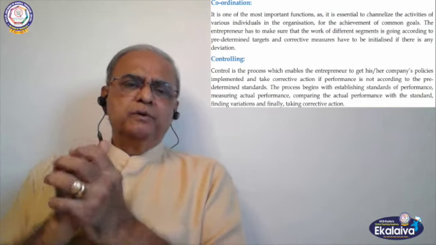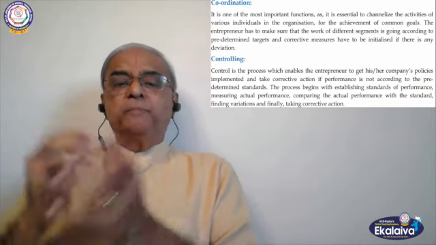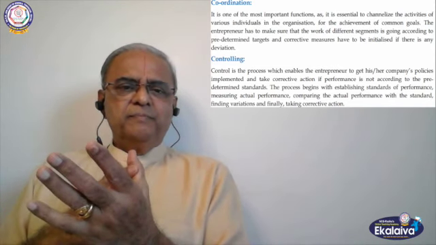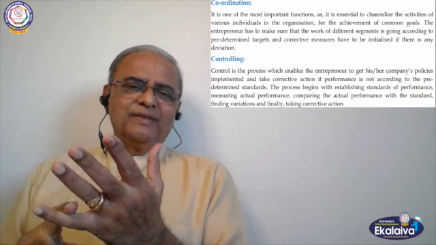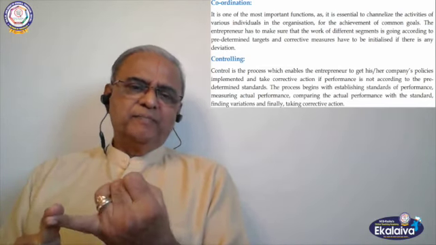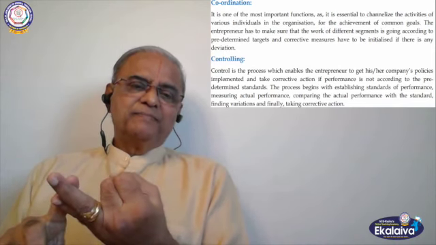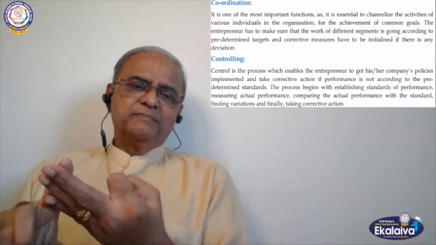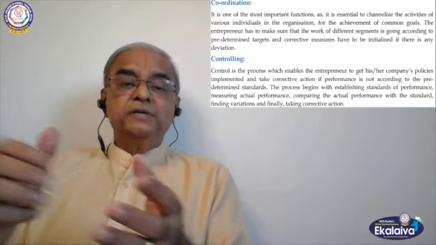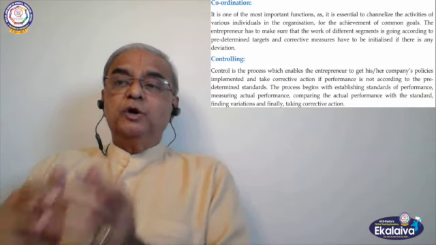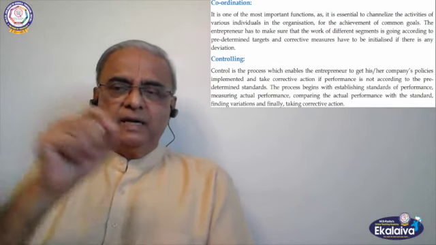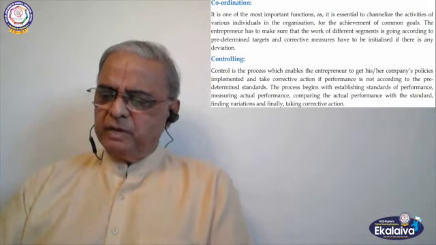You take your own school. How many departments are there? Mathematics, physics, chemistry, biology, computer science, economics, accountancy, commerce, business studies, entrepreneurship, legal studies, languages, arts and crafts, physical training, and then there is administration department. The job of a principal is to coordinate all these people, connecting all these people. So coordination is very, very important.